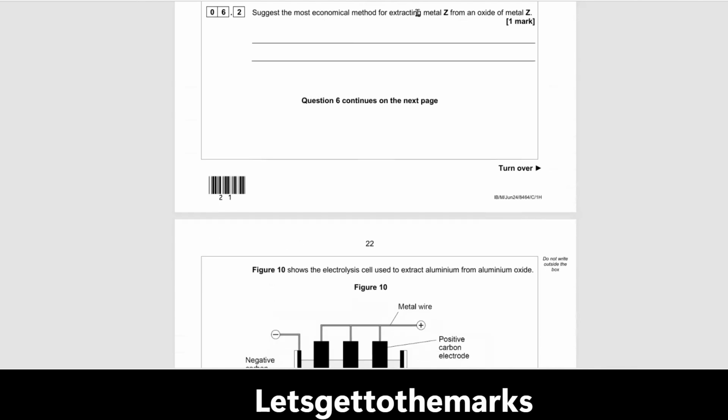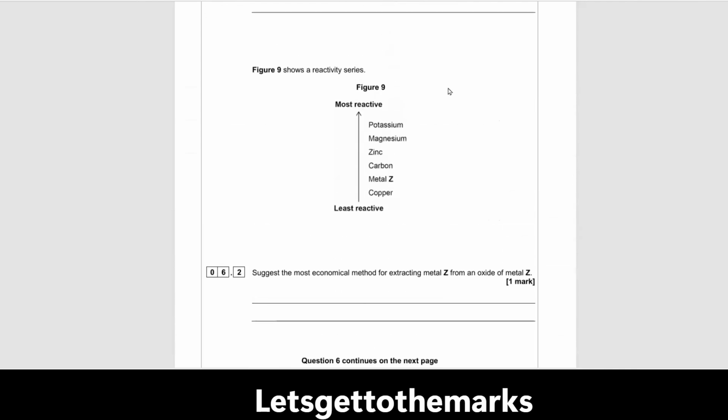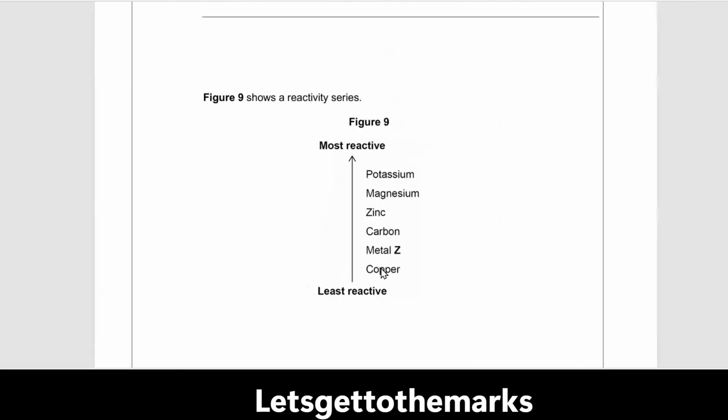5.2 suggests the most economical method for extracting metal X from the oxide of metal Z. Right, so what you've got to do, they're giving you this table here for a reason. If you wanted to get metal Z away from its oxide, so let's say I had metal Z oxide, and I want to remove the oxygen, I can do what's called a displacement reaction. Which of these metals in the table do you think could push metal Z away and take the oxygen? Which of these? Well, the nearest one to it is carbon. That's going to be the cheapest thing we can use in the table.